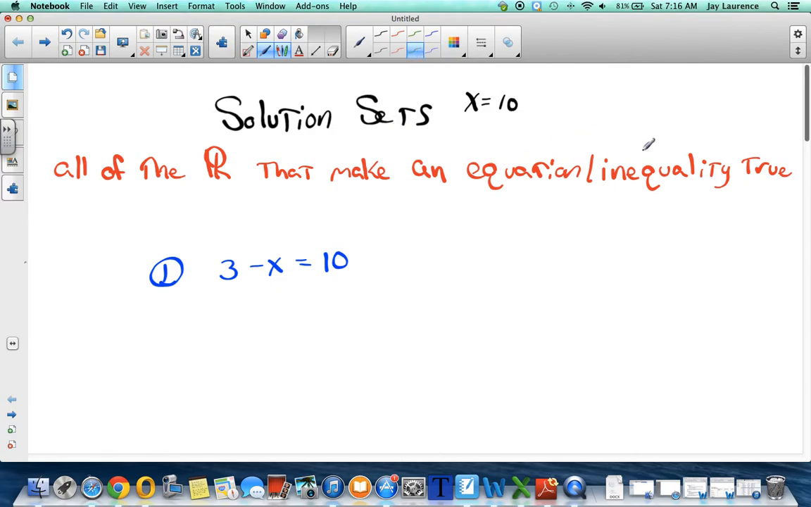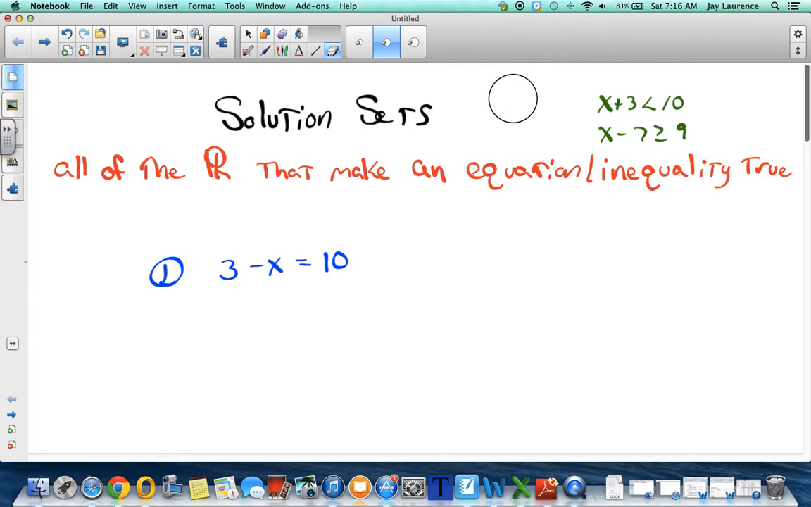All right, now an inequality would have a less than or a greater than. You know, x plus 3 is less than 10, okay? Or maybe x minus 7 is greater than or equal to 9. Those are inequalities, okay? So the solution set is all of the real numbers. Remember, we've talked about the real numbers. All the real numbers that make an equation or inequality true.